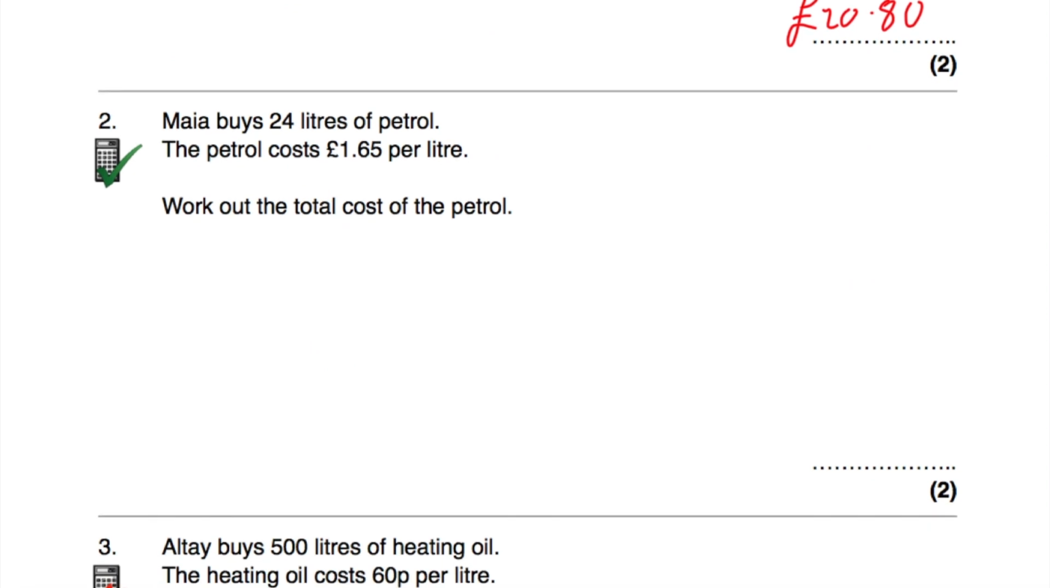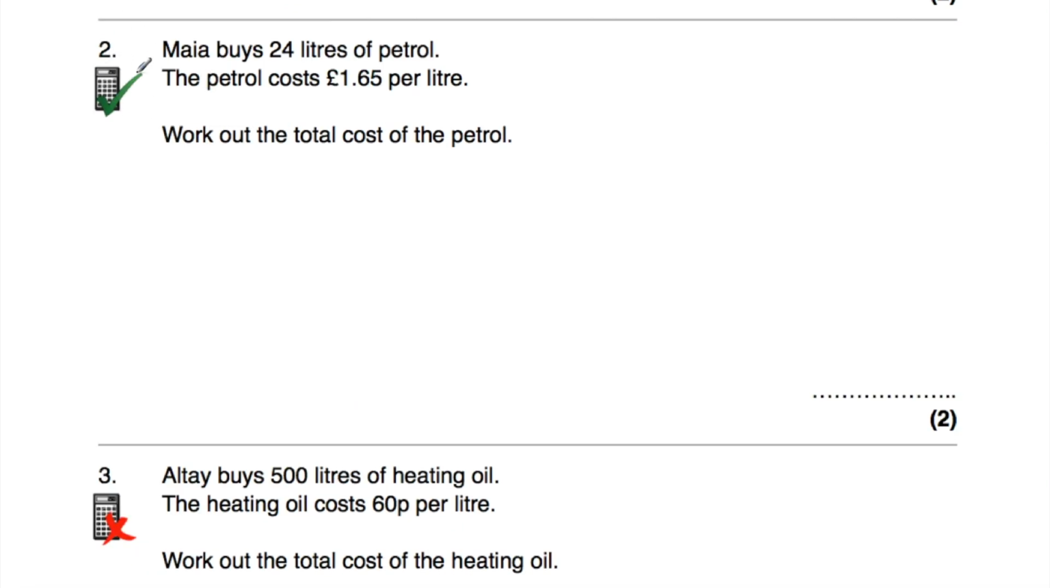Okay, let's have a look at question number 2. It says, Maya buys 24 litres of petrol and the petrol costs £1.65 per litre. Work out the total cost of the petrol. So each litre costs £1.65 and Maya buys 24 litres. So that's 24 lots of £1.65. So if we do £1.65 multiplied by 24, that'll tell us the price of the petrol that she bought.